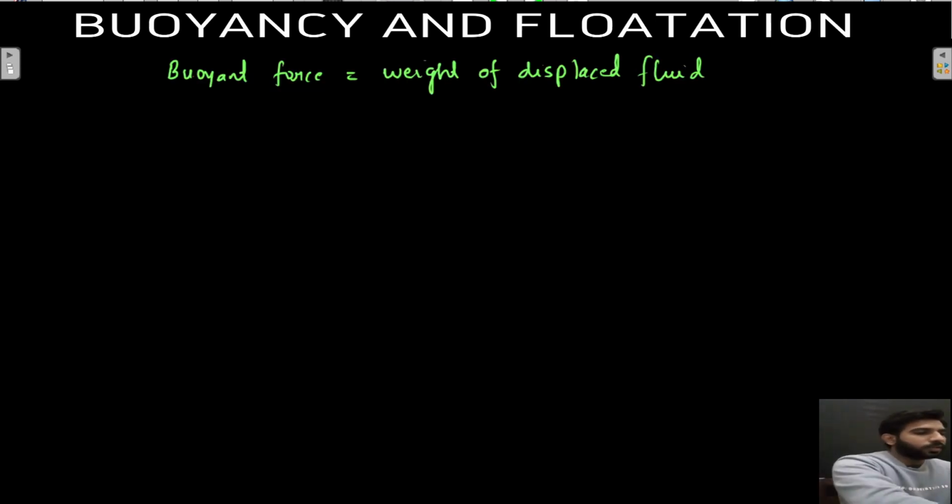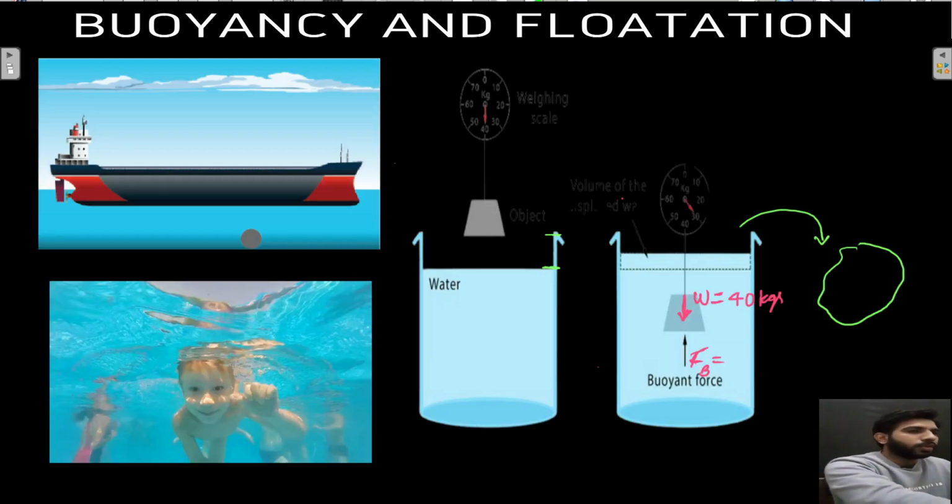Now, buoyant force is equal to the weight of displaced fluid. We know what the displaced fluid is now. If we calculate the weight of this displaced fluid, we easily get the buoyant force. Now the next question is, what will be the volume of displaced fluid? Because the weight of the displaced fluid can be calculated only when we know its volume. So let's see what the volume of displaced fluid will be now.